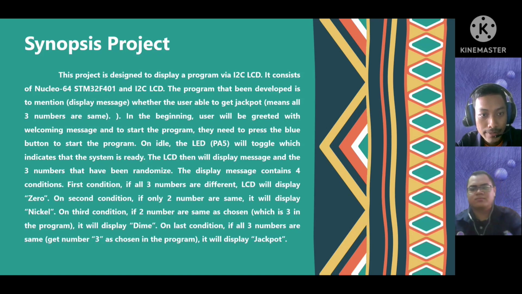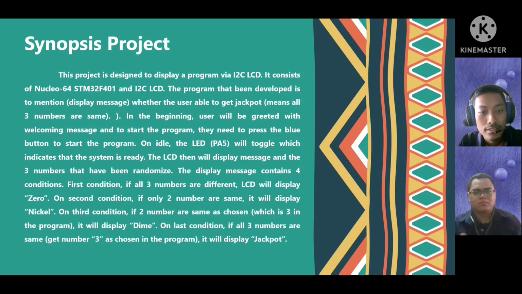In the beginning, the user will be greeted with a welcoming message, and to start the program, they need to press the blue button. On the board, the LED PA5 will toggle, which indicates that the system is ready. When the system is ready, the LCD will then display a message and the three randomized numbers. The display message will contain four conditions.